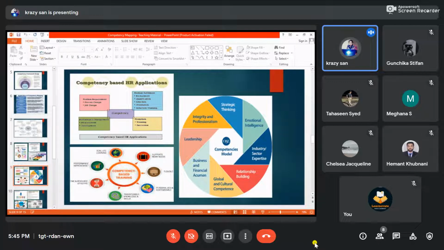So relationship building, global and cultural competency, business and financial estimate. You might be good at leadership; you have leadership qualities in you. You are very professional, you know how to keep personal and professional life separate and maintain a proper balance. So all these competencies get enhanced from time to time in an employee and even in an employer, for the benefit of the organization.